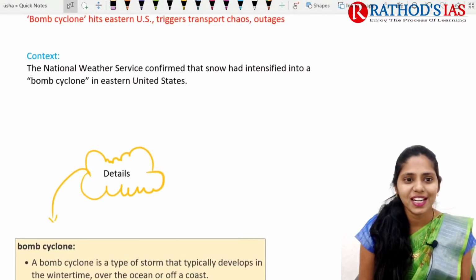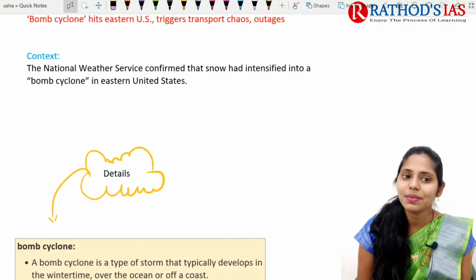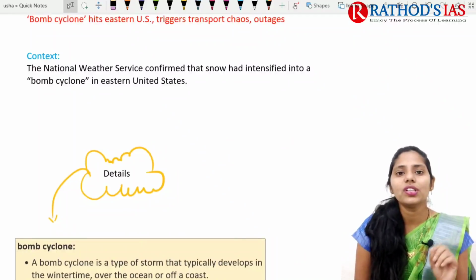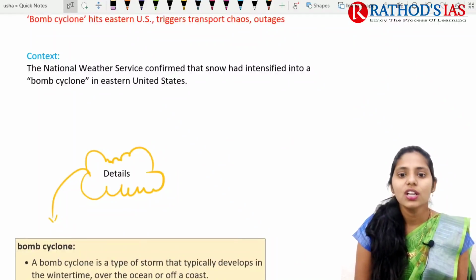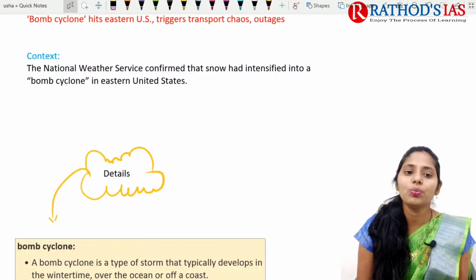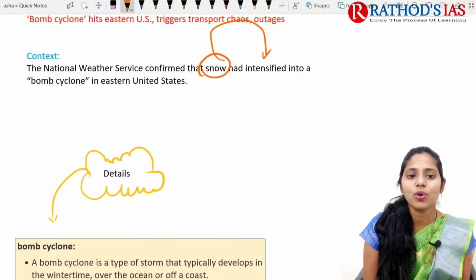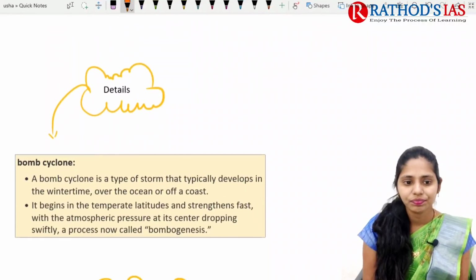So now let us try to see the context. If you see the context, it mainly says that the National Weather Service confirmed that snow had intensified into a bomb cyclone. Okay, snow intensified into this bomb cyclone in the eastern US.